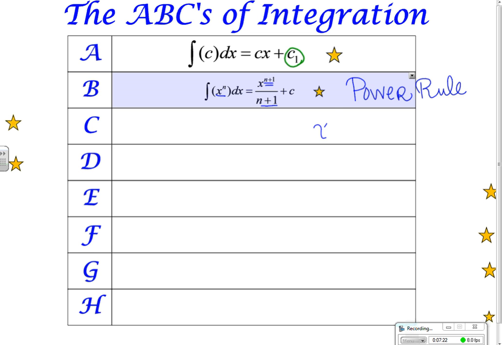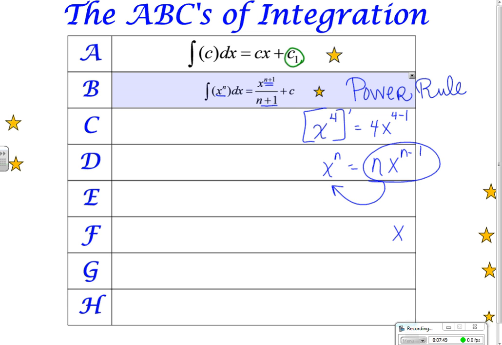Think about when I took a derivative. If I took the derivative of x to the fourth, the 4 swings down, and I have x raised to the 4 minus 1. So if I had x to the n, then I would bring n down, and I had x to the n minus 1. That was the power rule for derivatives. What we want to do now is start here from the derivative side and swing it back here. So I need to undo my function. So instead of subtracting 1, I'm going to have my n adding 1.